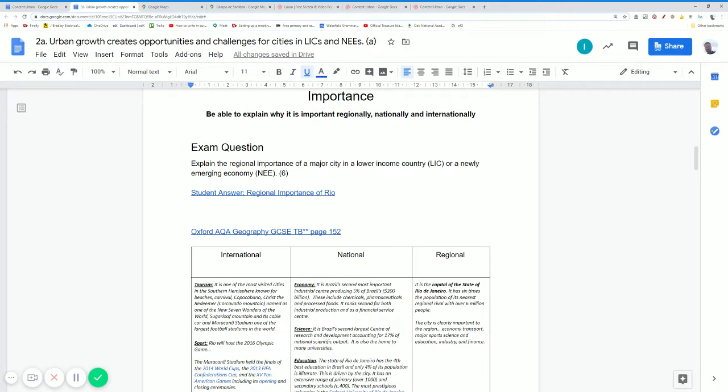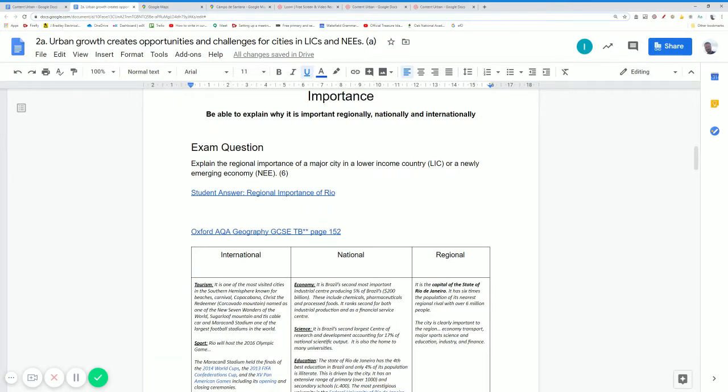So if you look at the international part on the table here, it emphasizes the links with other countries. For example, it's one of the most visited cities. And clearly nationals visit the area as well, but I'm emphasizing the whole of the southern hemisphere. People come from all over the world to see these sites. It's also seen nationally as the cultural capital of Brazil. But for the international bit, you need to emphasize international links like the Olympic Games, which is the one underneath.